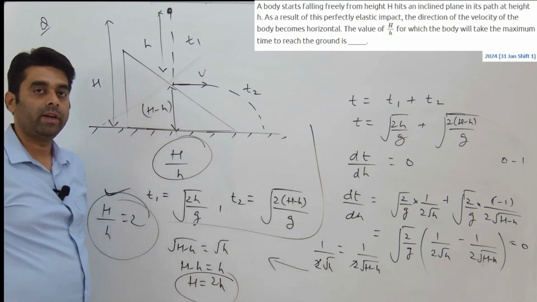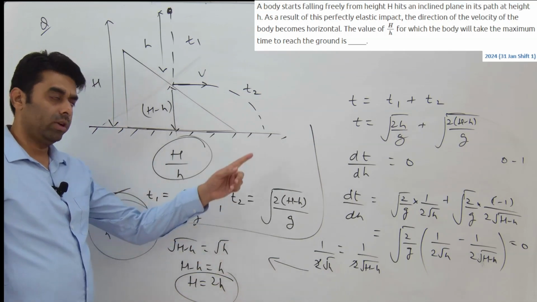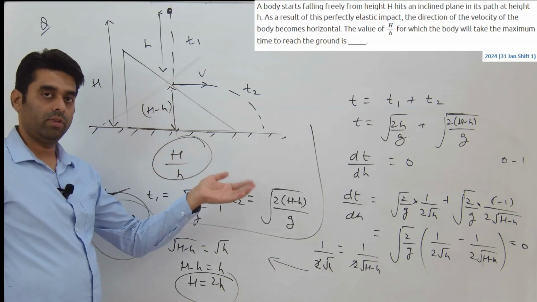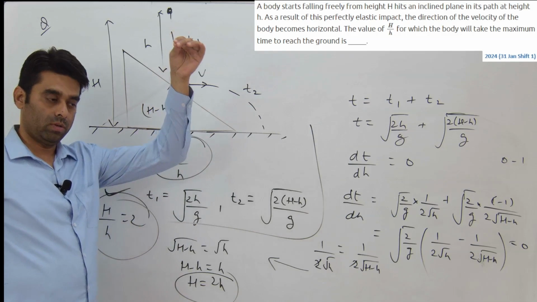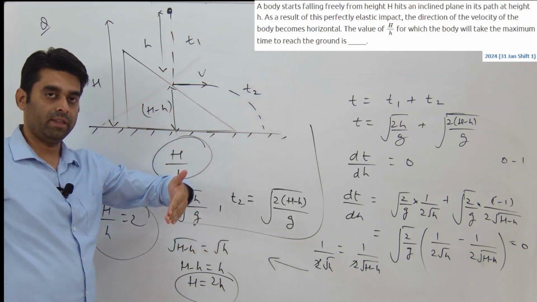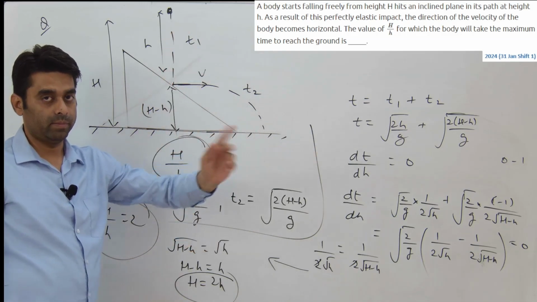So let's move ahead and look at the next question. Be careful with the calculation in this question. The remaining part is just writing down the time for one part, which is straight line motion under gravity, and another, which is projectile. Let's move ahead.